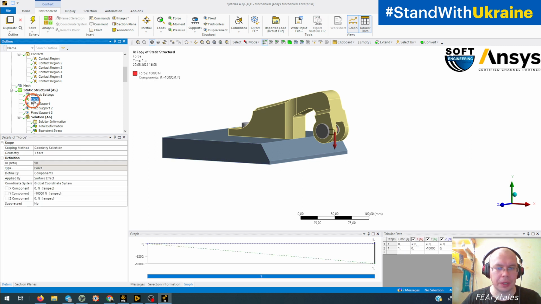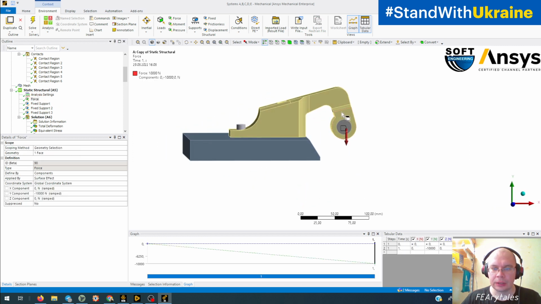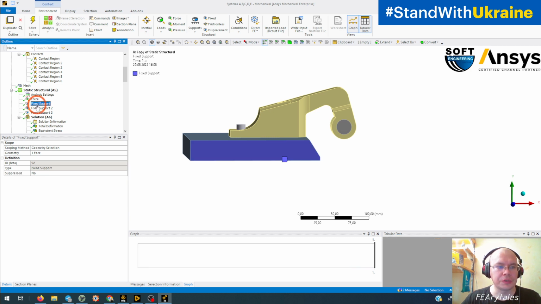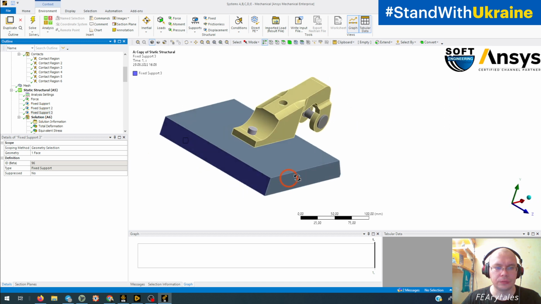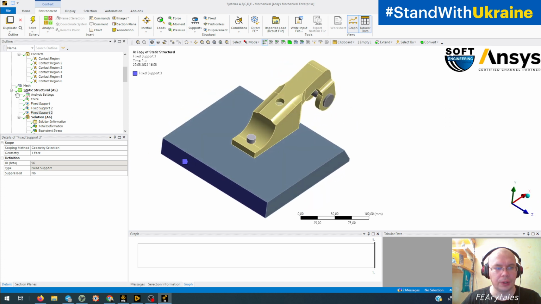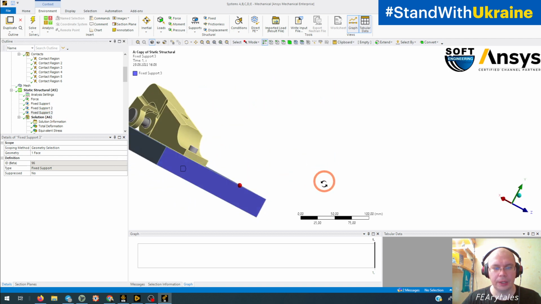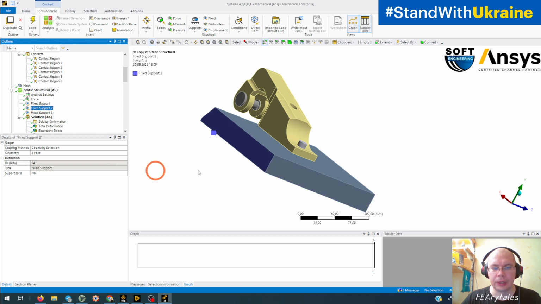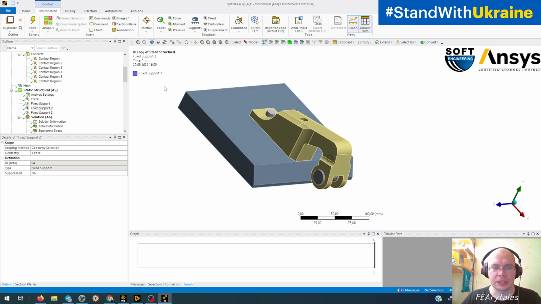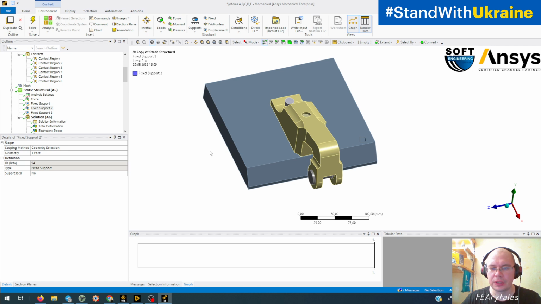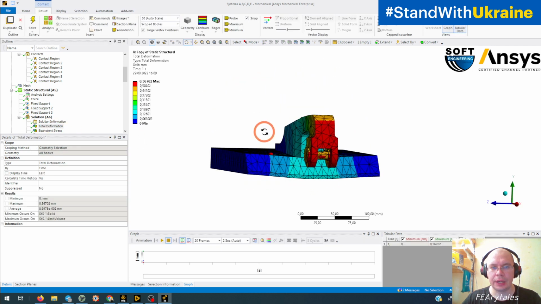loads like this. We have one force. It's a vertical force with 1000 kilograms or 10,000 newtons. We have three fixations here, here, and here. This is full fixation, so we fix all degrees of freedom and we obtain something like that.